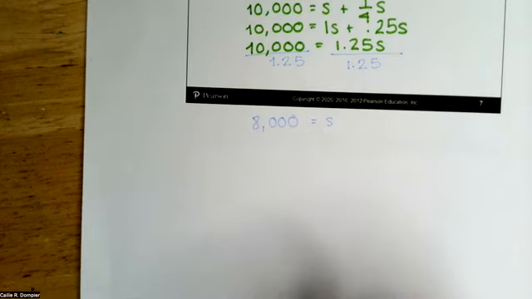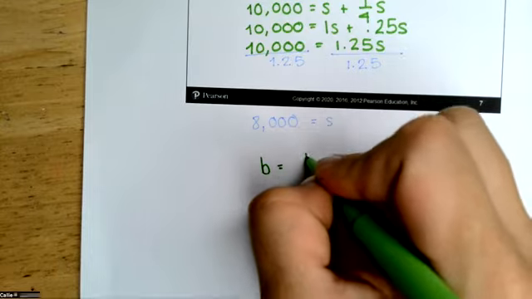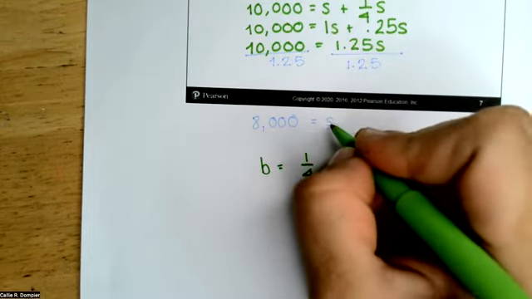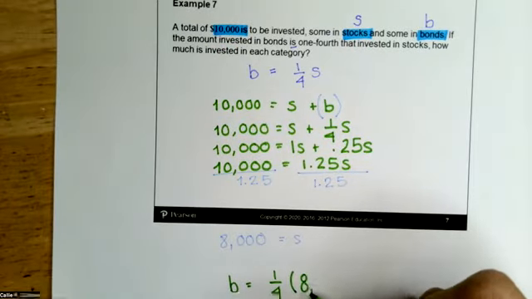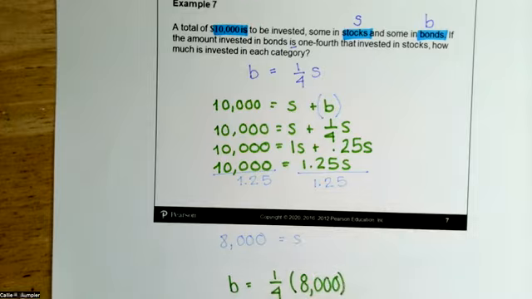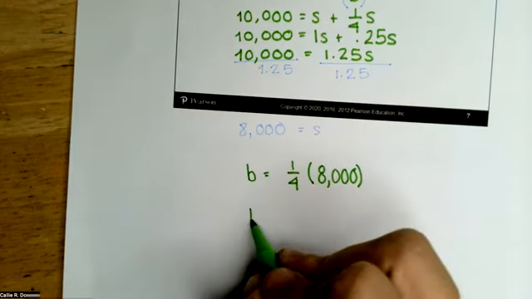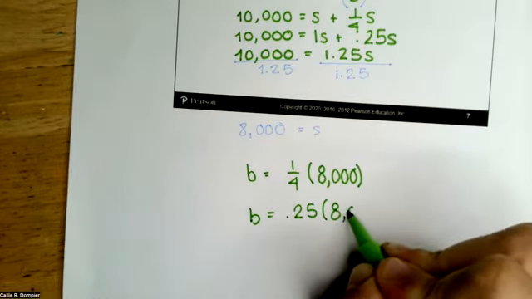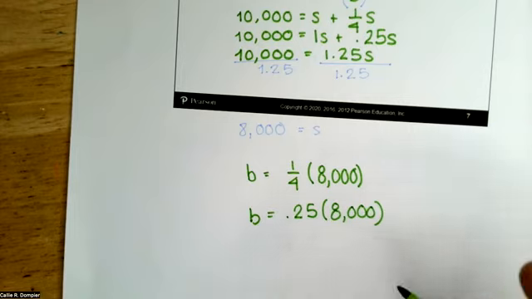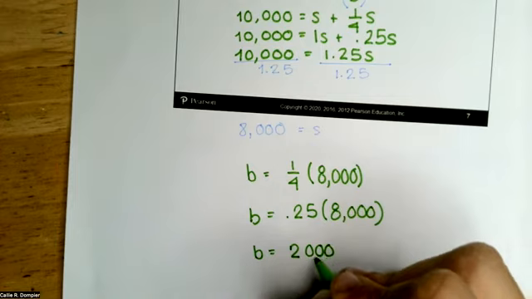8,000 is S. So now, if I say B equals 1/4 of, instead of S up here, I'm going to say 8,000. Good. Or 0.25 of 8,000, right? If I multiply 8,000 by 0.25, I get 2,000.